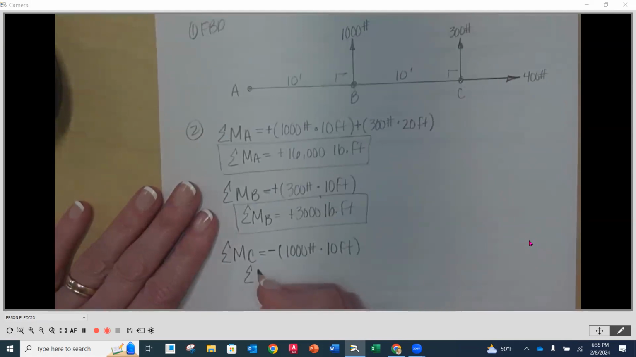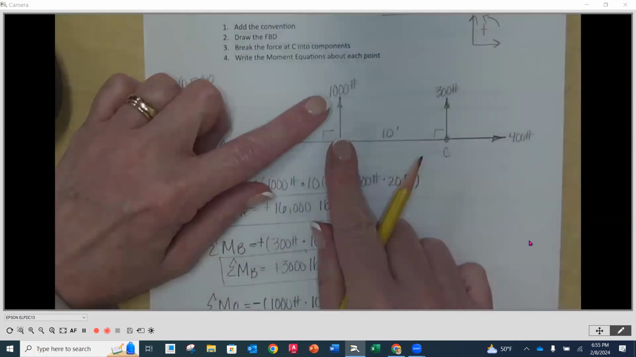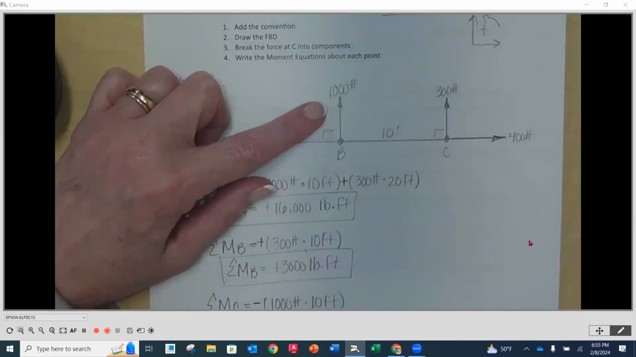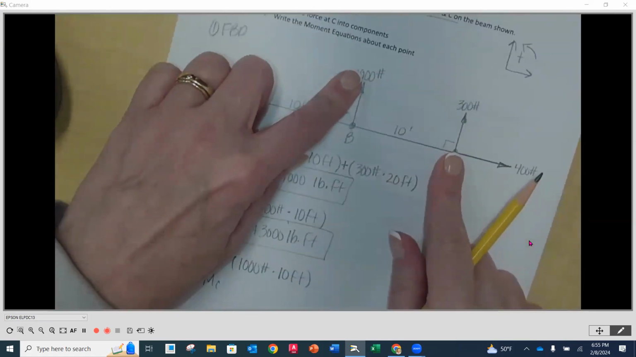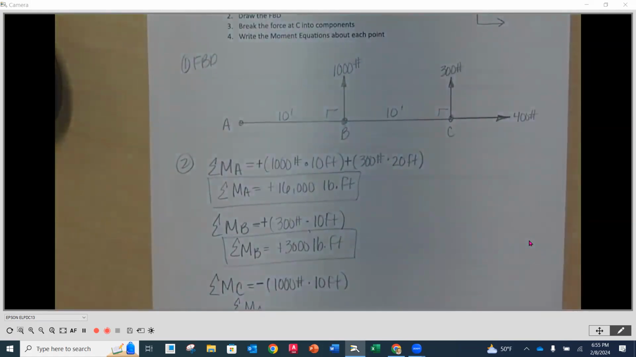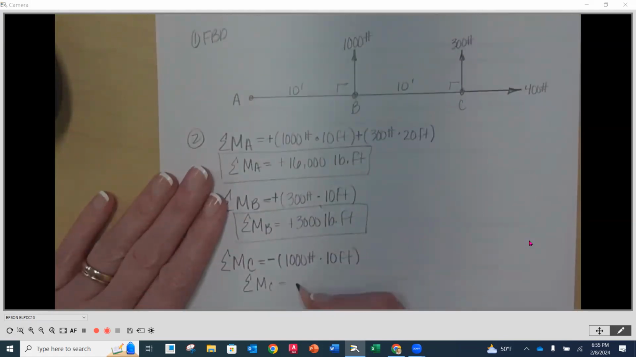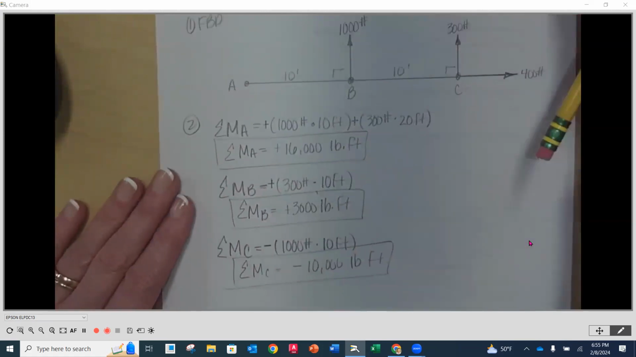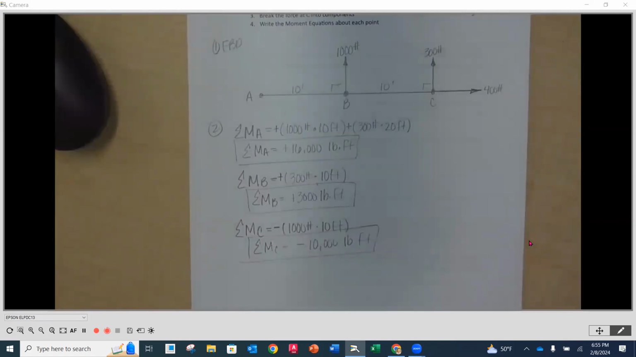So here's another case where we have a positively directed, upward force in the Y direction causing a negatively directed rotation. So don't assume just because a force is in the positive direction, it's going to have a positive rotation. So that's going to be a negative 10,000 pound-feet. So good. Questions?